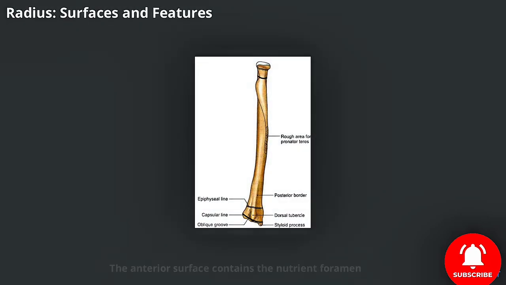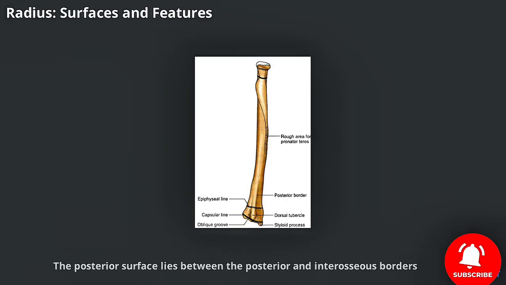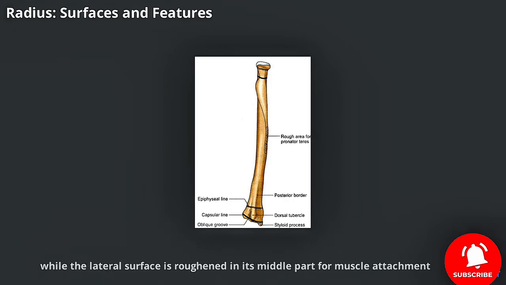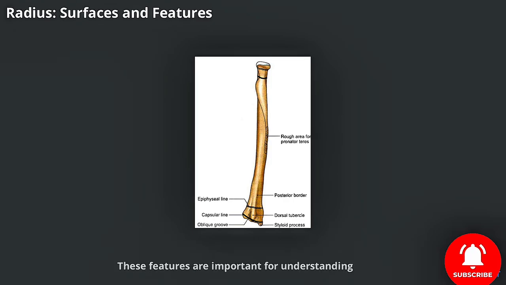The radius has three surfaces: anterior, posterior, and lateral. The anterior surface contains the nutrient foramen, which transmits a branch of the anterior interosseous artery. The posterior surface lies between the posterior and interosseous borders, while the lateral surface is roughened in its middle part for muscle attachment. These features are important for understanding the functional anatomy of the forearm.